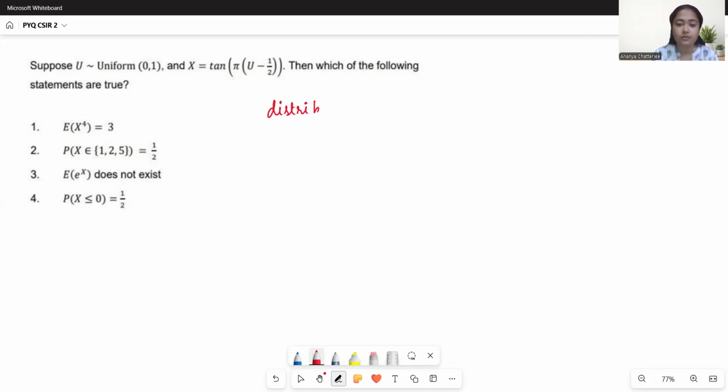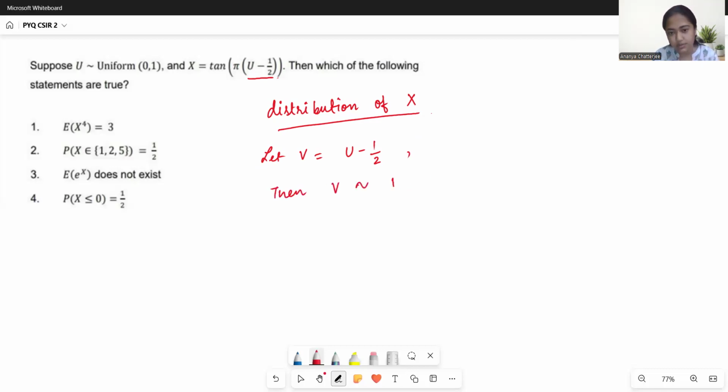Okay. So the distribution of x here, let some v be u minus half. Here u minus half is given, so we will take u minus half as v. Then v follows uniform minus half, comma, half.